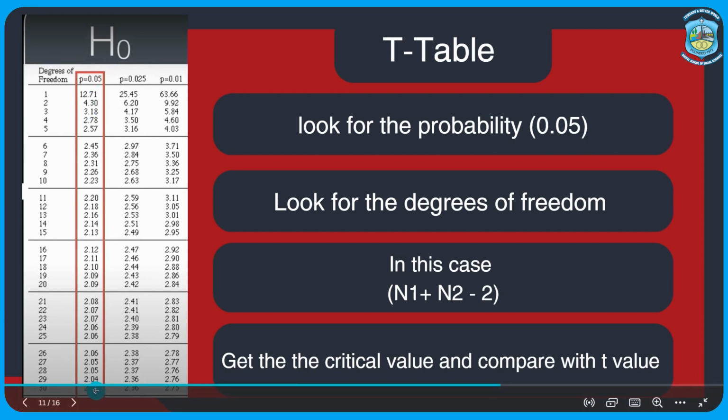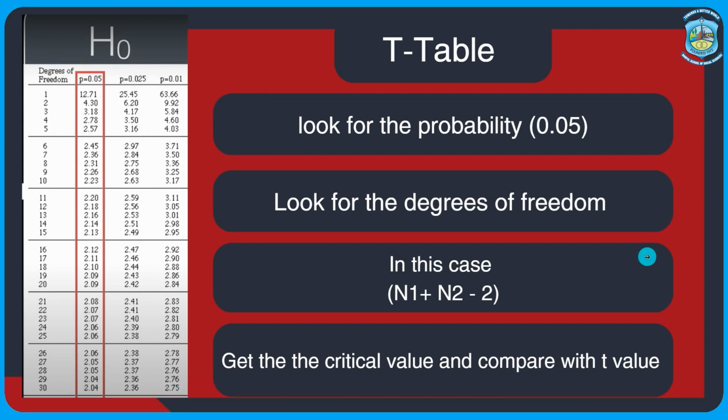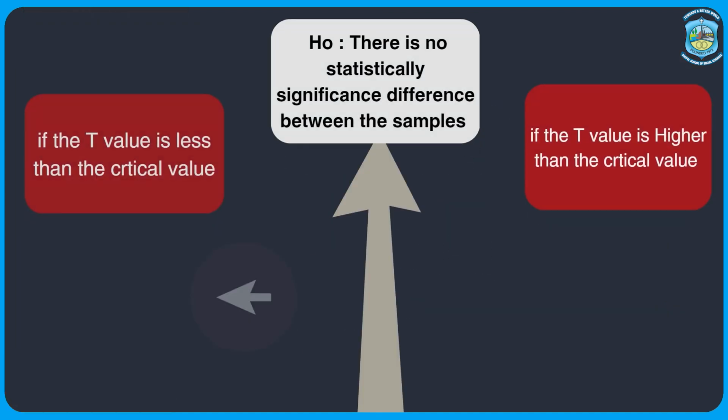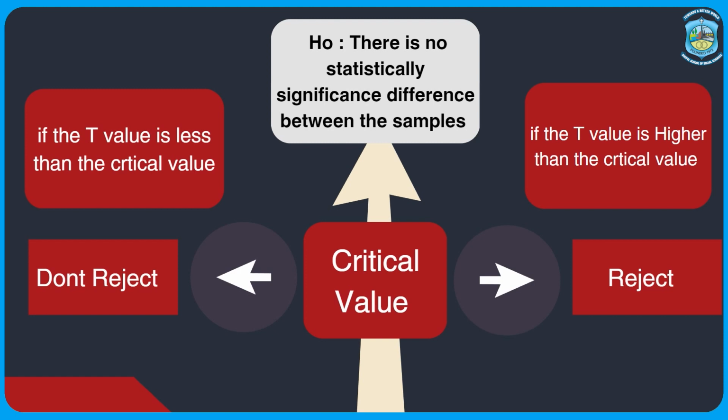So, here if you can see, the value comes out to be 2.04, right. Now, this is the critical value that we have got, and we have to compare our t-value with the critical value that we have got from the t-table. Now, there is a rule of thumb to be followed. Now, what is that rule of thumb? Critical value you have calculated and it came out to be 2.04, right? And the hypothesis that you are testing is there is no statistically significant difference between the two samples.